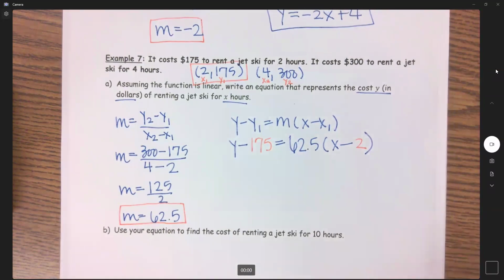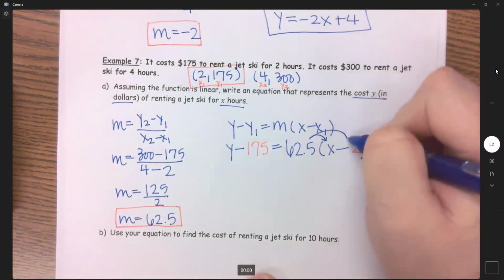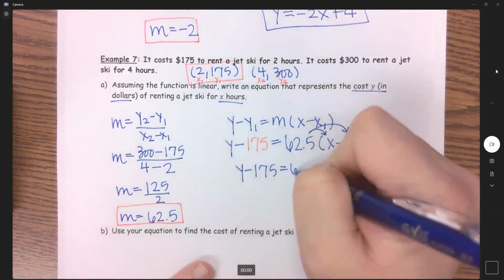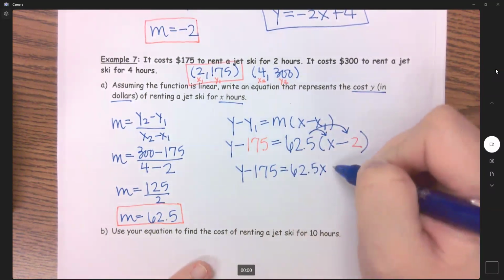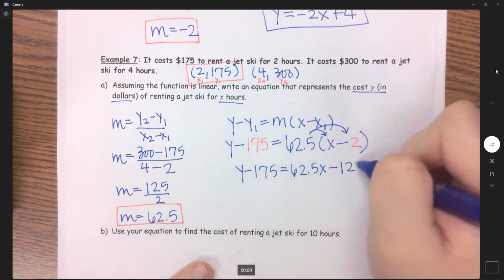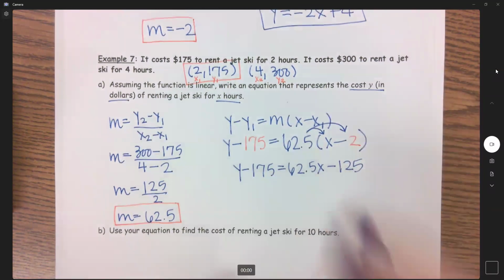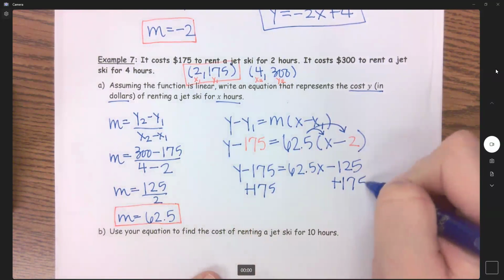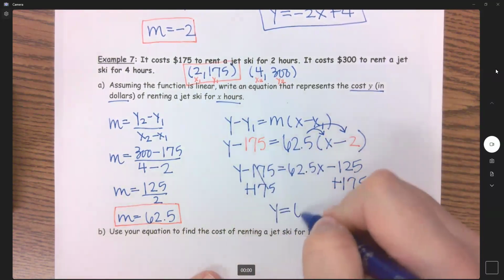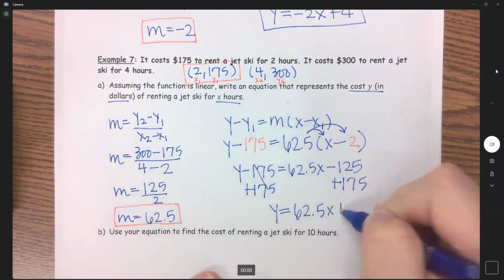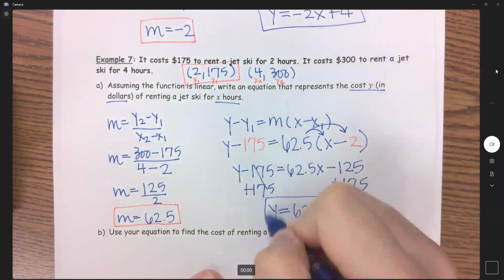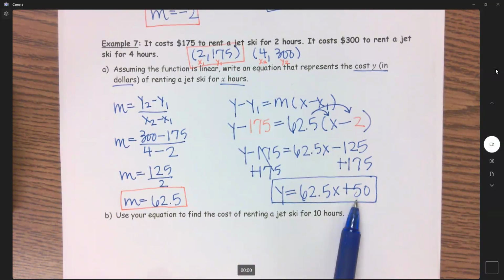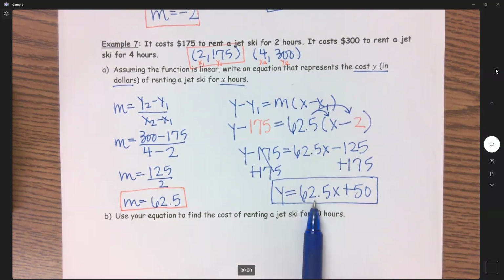So let's solve this for y. First thing we're going to do is distribute in our slope. So I get y minus 175 equals 62.5x minus 125. And then get y by itself by adding the 175 over. So we get y equals 62.5x plus 50. So there is my equation. So it's going to cost us $50 just to rent it, and then we'll get charged $62.50 per hour.